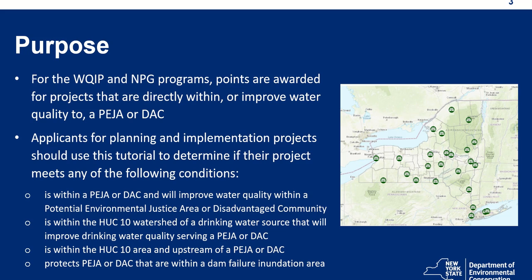For the WQIP and NPG programs, points are awarded for projects that are either directly within or improve water quality to a PEJA or DAC area. Applicants for planning and implementation projects should use this tutorial to determine if their project meets any of the following conditions. If the project is within a PEJA or DAC and will improve water quality within a PEJA and DAC, is within the HUC-10 watershed of a drinking water source that will improve drinking water quality serving a PEJA or DAC, if the project is within a HUC-10 area and upstream of a PEJA or DAC, and finally, protects a PEJA or DAC that are within a dam failure inundation area.